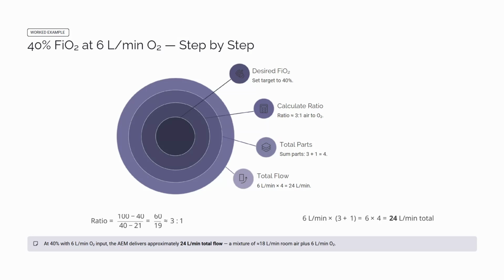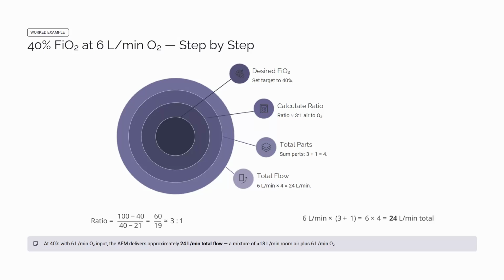Step three, we're going to now multiply. The total flow equals your oxygen input, 6 liters per minute, times your total parts, which was 4. 6 times 4 is 24. So this mask is putting out roughly 24 liters per minute total. About 18 liters of that is entrained room air, and 6 liters is the oxygen you dialed in. That's your answer to the question we opened with.